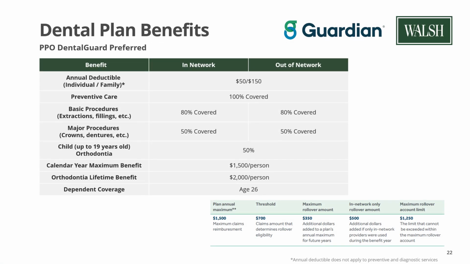All right, moving on to those non-medical benefits, starting with the dental plan. These are offered through Guardian, and it's a PPO preferred network. And you can see we have two different columns here. There's an in-network and out-of-network benefit. Both have a $50 or $150 deductible, depending whether you're enrolled as an employee only or as a family. Both cover preventive care 100% in full.